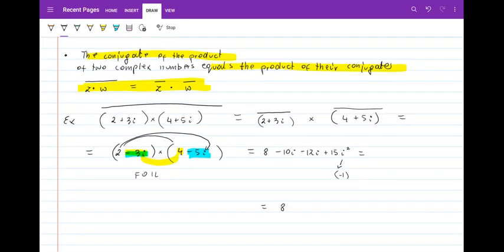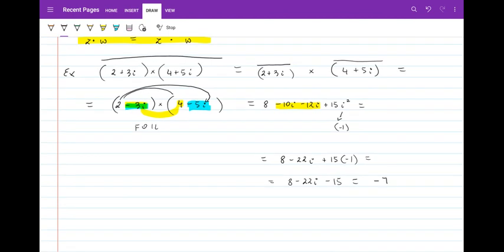So we're getting 8. I'm going to combine like terms. So from here we're getting negative 22i plus 15 times negative 1. So we're getting 8 minus 22i minus 15. And that will give us negative 7 minus 22i. So always leave your final solution as a real part plus an imaginary part, a plus bi.